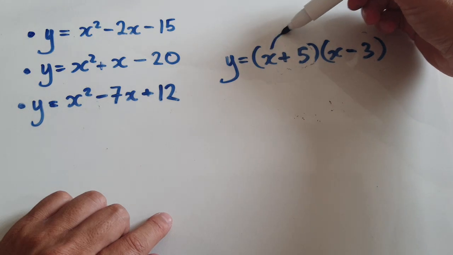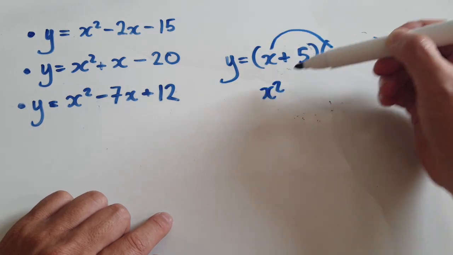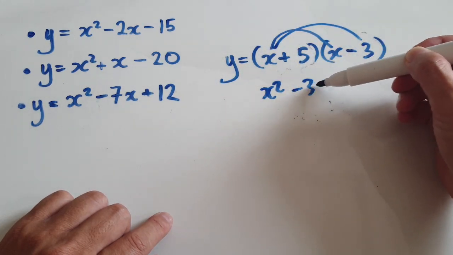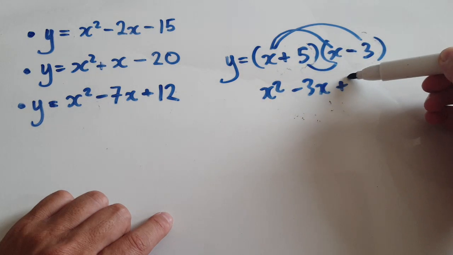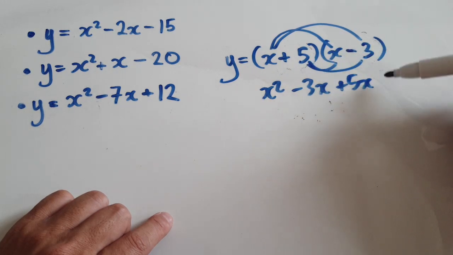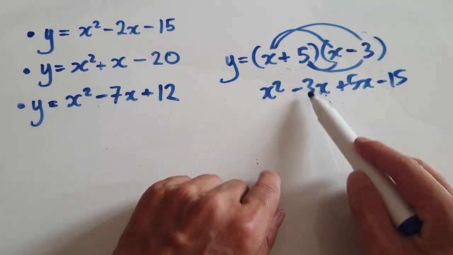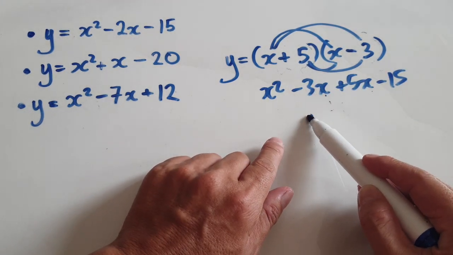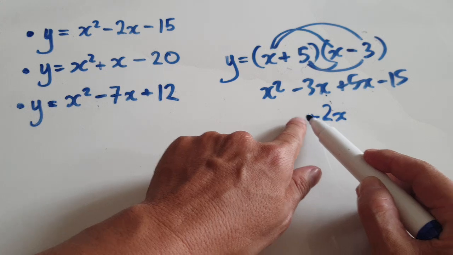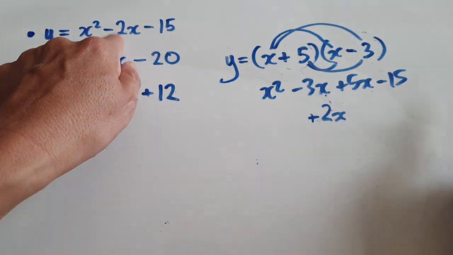Okay, so multiply this out. This times this will give you x squared. This times this would be -3x. This times this will be positive 5x. And then this times this would be -15. You see, the single x, combining the two would give you a positive 2x. You don't want a positive 2x. You want a negative 2x.